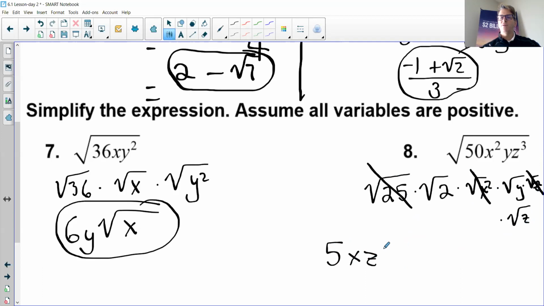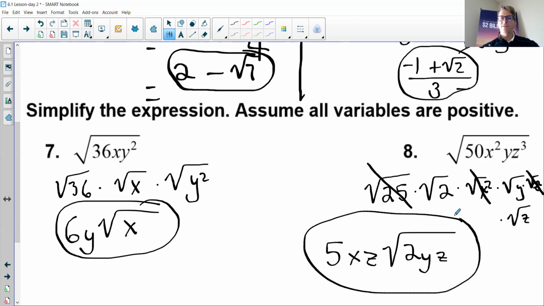And so you end up with the square root of 2. You have a y, and you have a z. So 5xz times the square root of 2yz. And that'd be number 8.